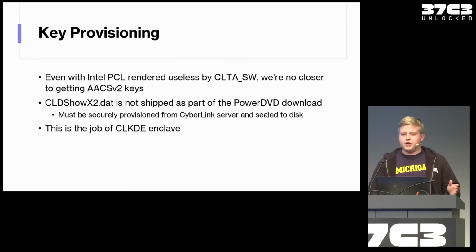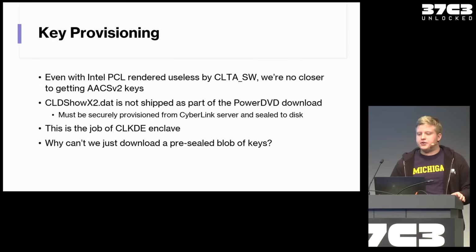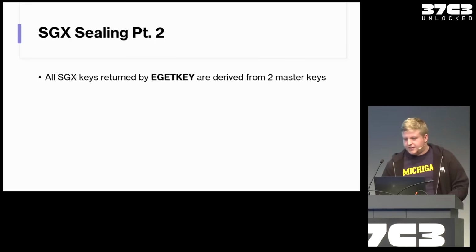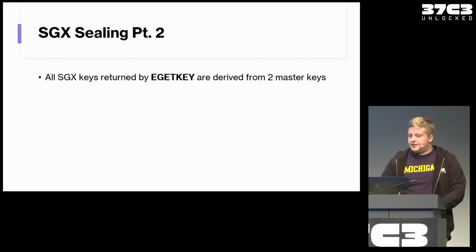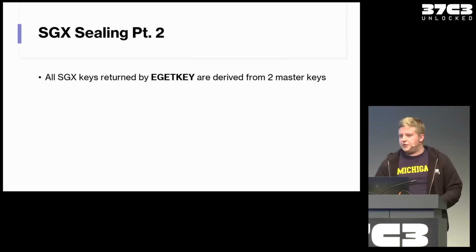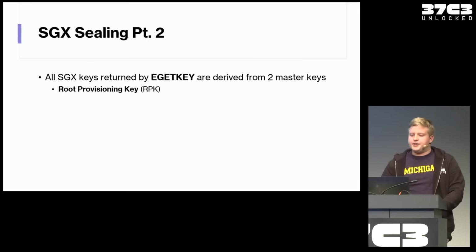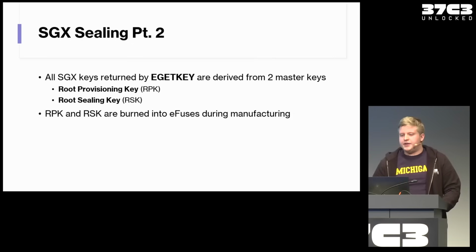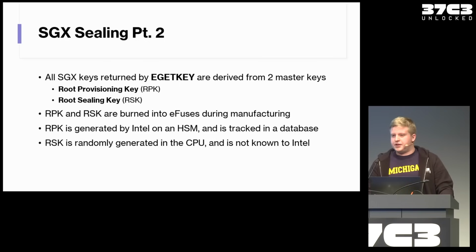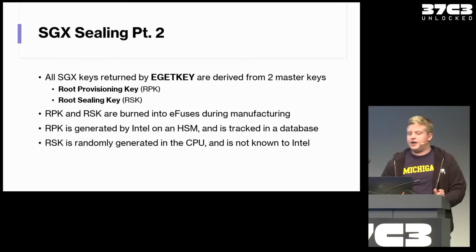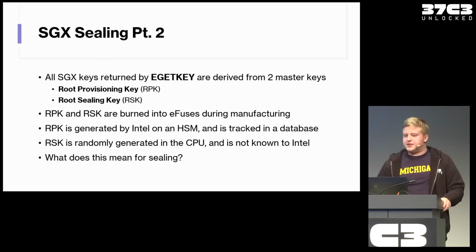So you might think we can just talk to the server and download a pre-sealed blob of keys, but you actually can't do that. Well, why? To figure that out, we got to look a little bit deeper into SGX sealing. All SGX keys returned from EGETKEY are derived from one of two master keys: the root provisioning key and the root sealing key. These keys are burned into eFuses during manufacturing, and the RPK is generated by Intel on a secure HSM, tracked in the database, and is linkable to CPUs. But the root seal key is randomly generated on the CPU itself at production time and is not known to Intel.